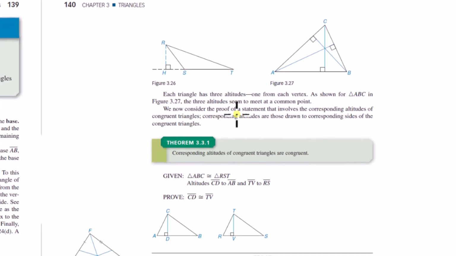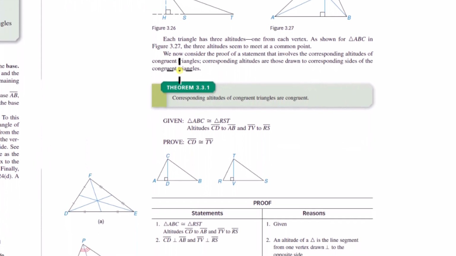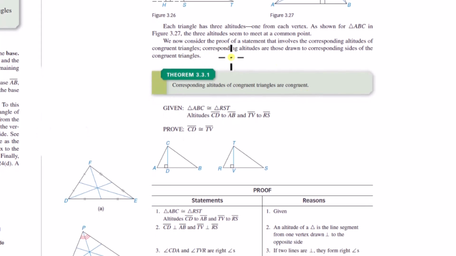All right, we now consider the proof of a statement that involves the corresponding altitudes of congruent triangles. Corresponding altitudes are those drawn to the corresponding sides of congruent triangles. So we talked about how with congruent triangles there are corresponding features. You could have any kind of corresponding feature. It's just the same feature on the 2 separate triangles that are in general going to be oriented completely differently in 3D space. Since they're oriented completely differently, it's useful to match up what corresponds to what, the equivalent feature on the other triangle.